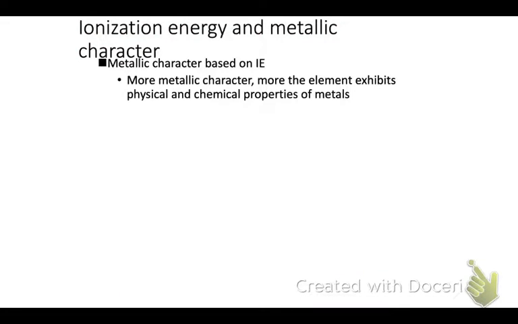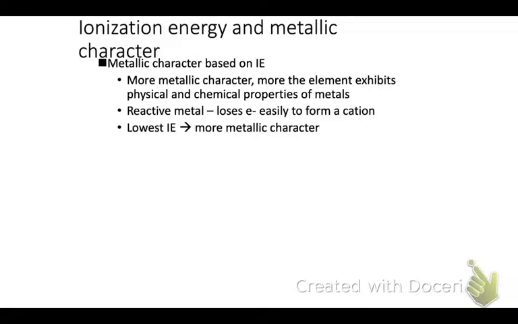The ionization energy is also associated with the metallic character. So the more metallic character, the more the element exhibits physical and chemical properties of a metal. What do I mean by the metallic character? It means how much does the element look like a metal, okay? So reactive metals lose electrons easily, which means they have low ionization energy. So the lower left corner of the periodic table is where I have the most metallic character of the elements. So the lower the ionization energy, the more metallic character I have.